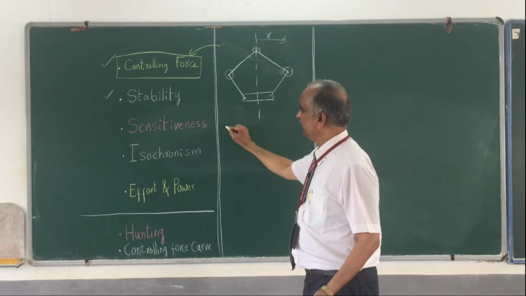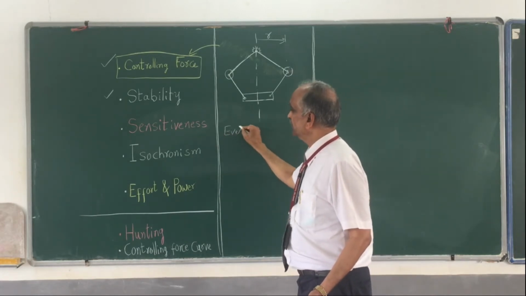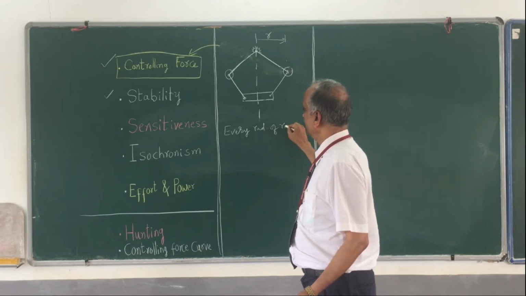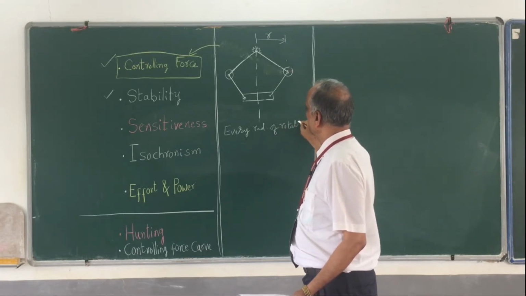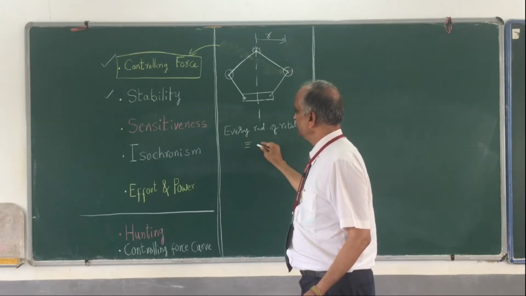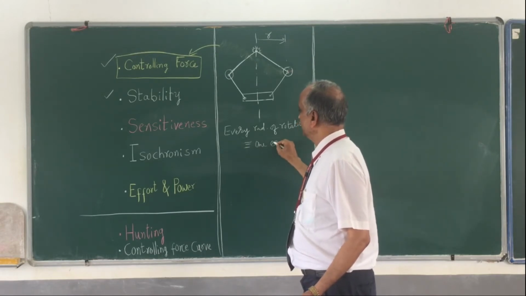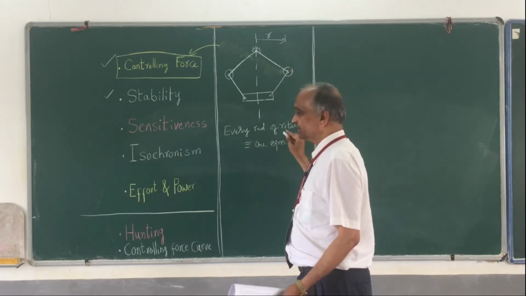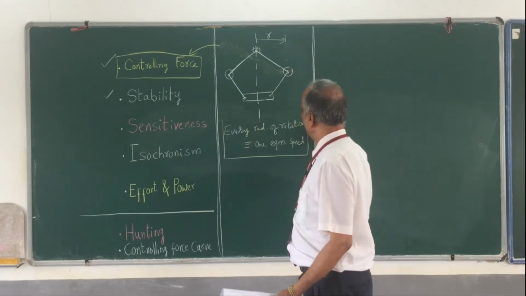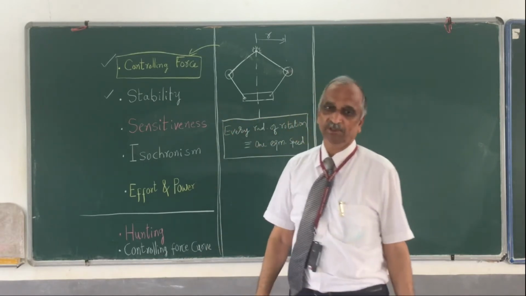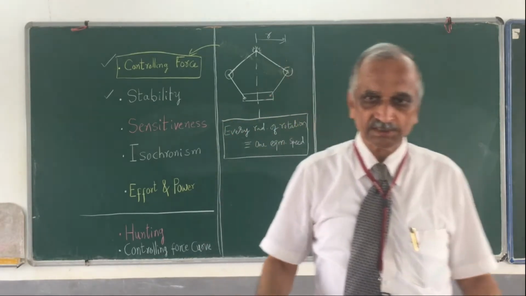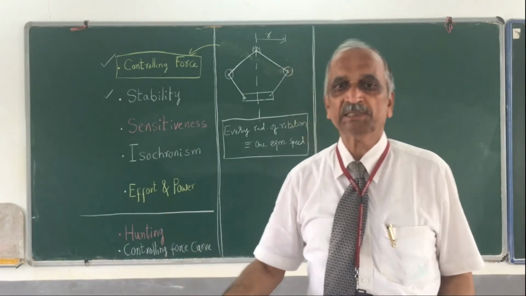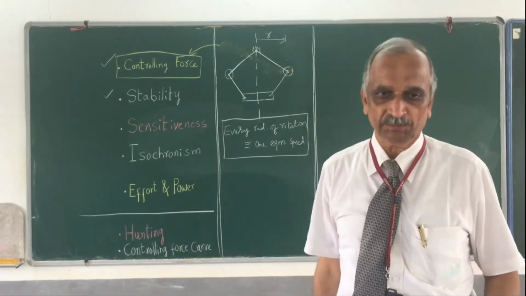So every radius of rotation corresponds to one equilibrium speed. If this condition is satisfied, then we say that the governor is stable. A governor is stable if every radius of rotation corresponds to an equilibrium speed.